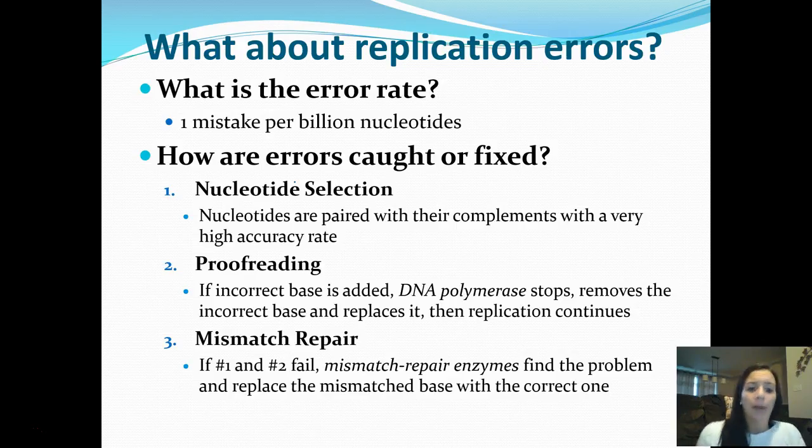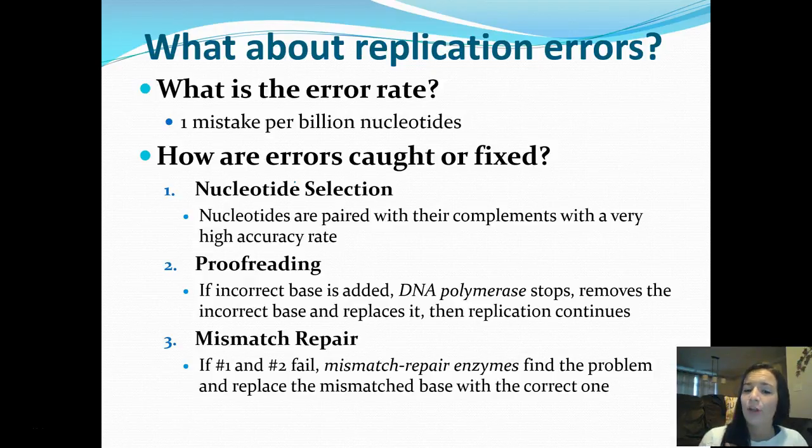So what about errors? When we have errors, there's actually only one mistake per billion nucleotides that happens. And they're caught or fixed in several ways. One, nucleotide selection. They're paired with their complements at a very high accuracy rate, A and T, G and C. This is pretty simple and it's a pretty easy way to prevent errors.